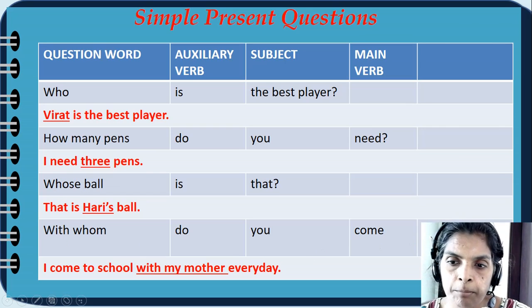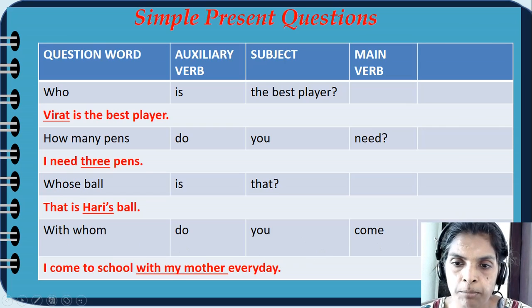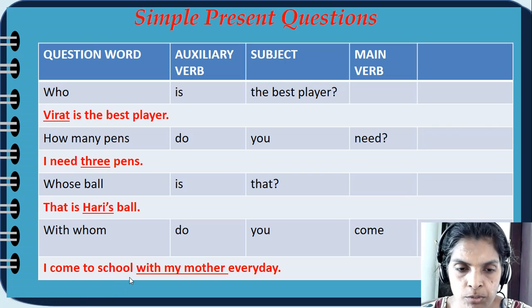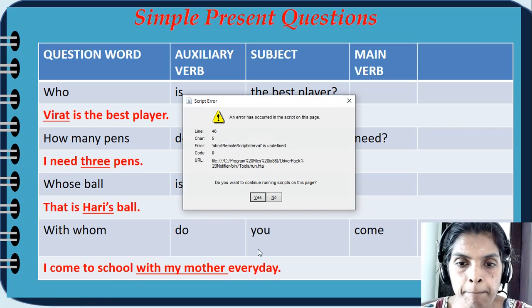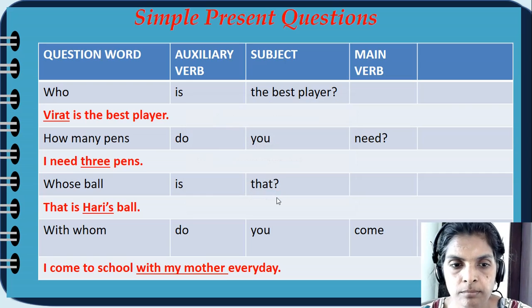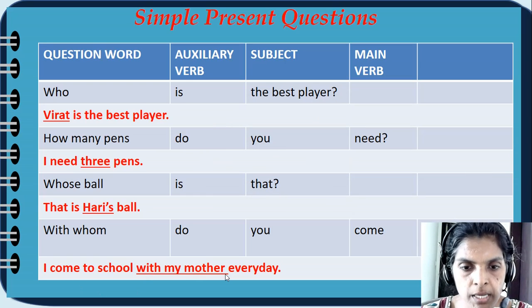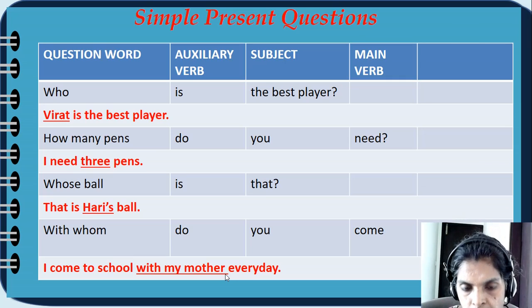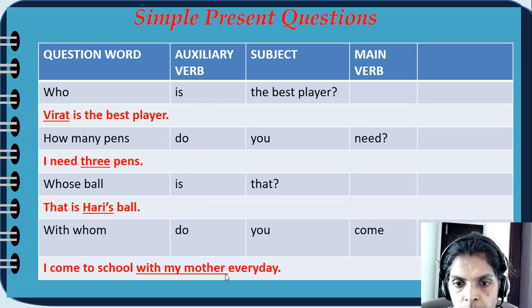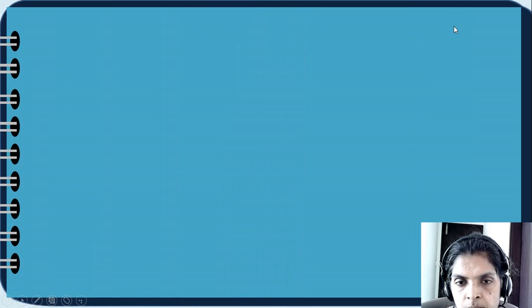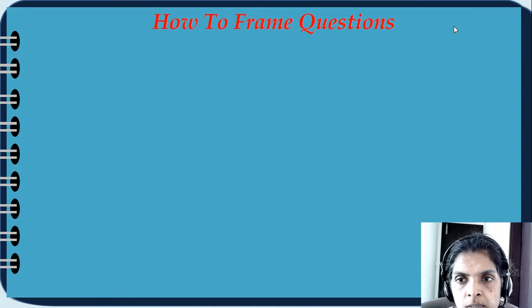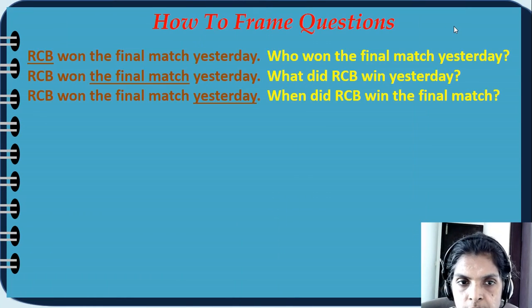With whom do you come to school every day? I come to school with my mother. So with whom means with somebody, some person. Then that answer should be I come to school with my mother. So I think you would have got a basic idea by now. We will see more examples of how to frame questions.